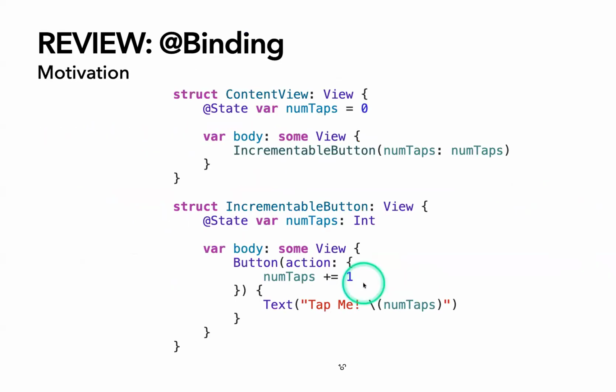All right, now let's talk about the second property wrapper that we learned last lecture, and that's @Binding. Oftentimes we write really repetitive code. Here in this case, we want to create a reusable component. How do we do that?